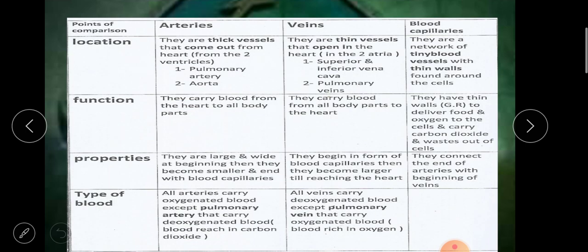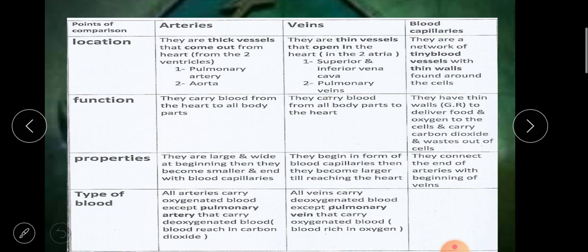Okay, here you have a comparison between the arteries and the veins and the blood capillaries. First, the arteries, the location. As we said before, they are thick blood vessels that come out from the heart, like the pulmonary artery and the aorta. But the veins are thin vessels that open in the heart, like the superior and inferior vena cava and the pulmonary vein. The blood capillaries are a network of tiny blood vessels with a thin wall around the cells or around the body.